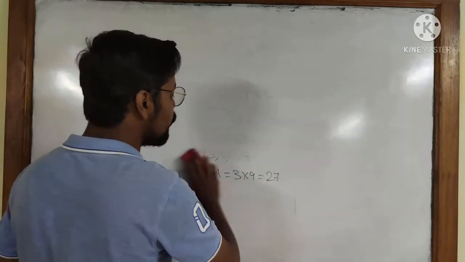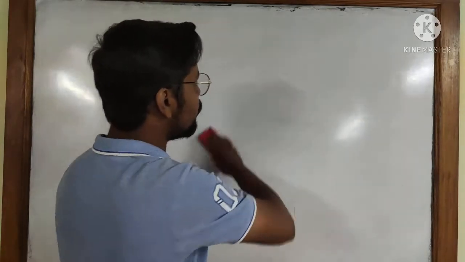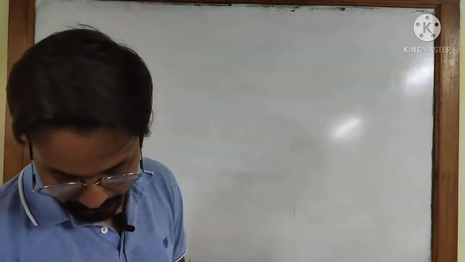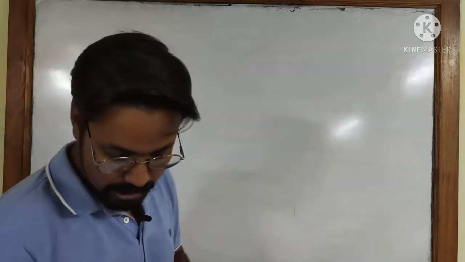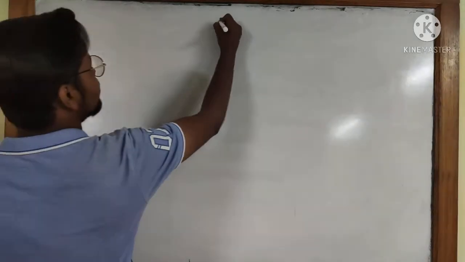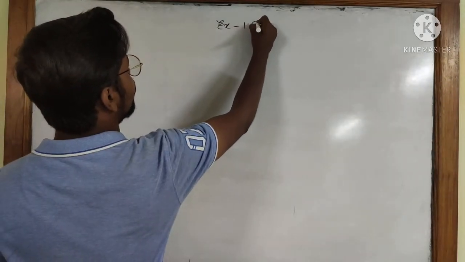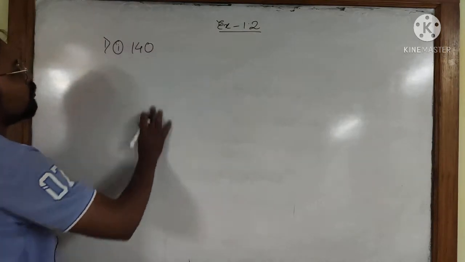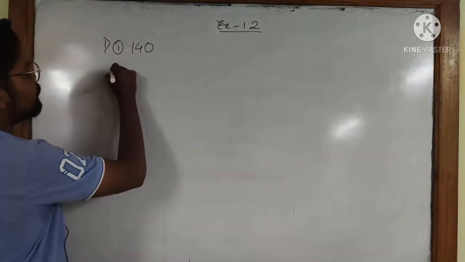All of you take out your book. This will be easier for you to understand. Take out your book, page number 36 of your General Mathematics book, and the first question is question number 1, Roman 1. This is exercise 1.2. So question number 1, Roman 1, it is given 140. So find the prime factorization.